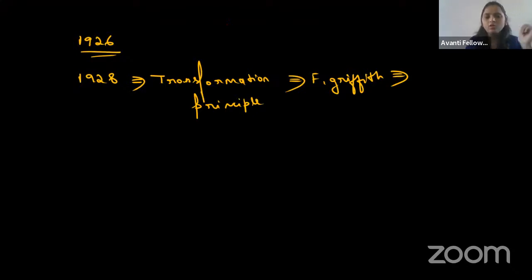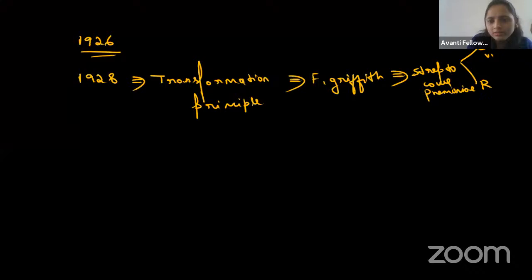Which bacteria was chosen for the transformation principle, guys? Streptococcus pneumoniae, right? Everyone knows that. In that, there are two strains: one is the S strain and another is the R strain. The S strain is the virulent one, whereas the R strain is the non-virulent one. So they injected both strains into mice. When they injected the virulent strain, the mice died.